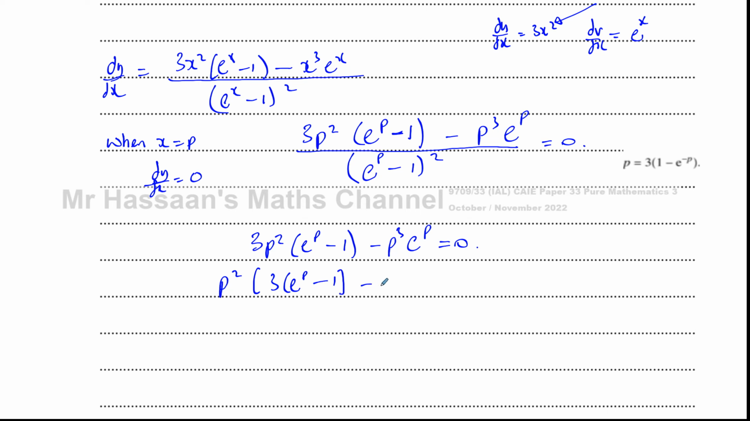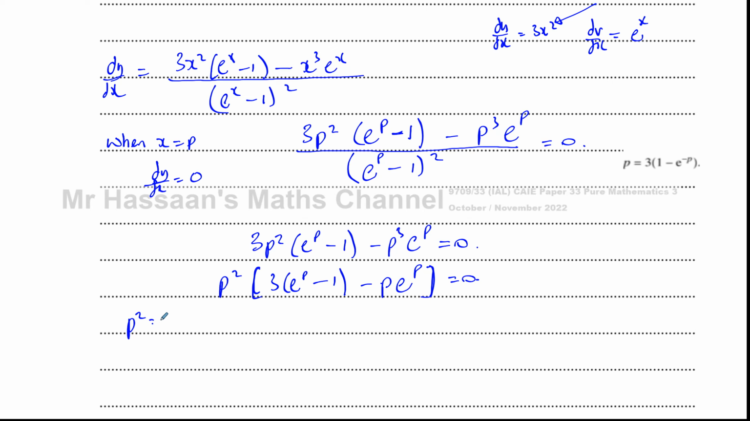And minus, let me make that bracket the same as that one. Minus, I've taken out p squared, so I've got p times e to the power of p. Close that bracket. So that's the main bracket I've made, equals 0. So I've taken p squared out of these two main terms.